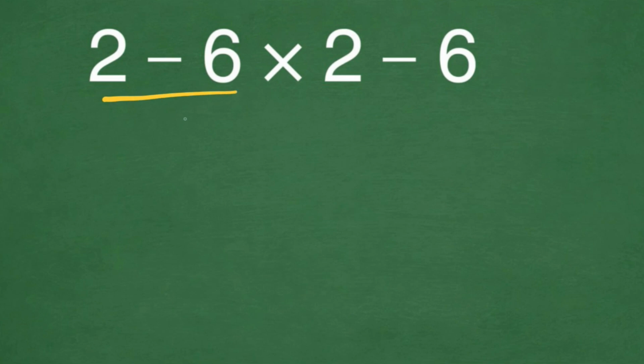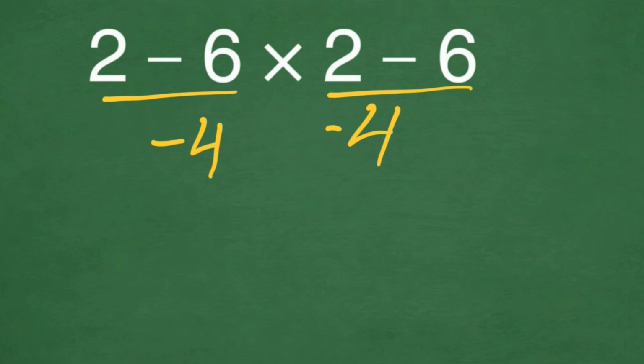2 minus 6 gives us negative 4. Again, here we have 2 minus 6, which gives us negative 4. And negative 4 times negative 4 is equal to 16, because negative times negative is positive, and the answer is going to be positive 16.